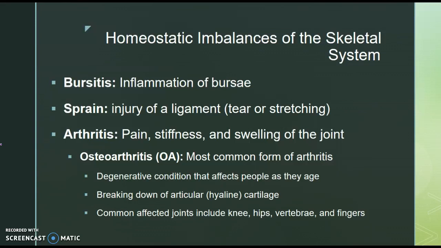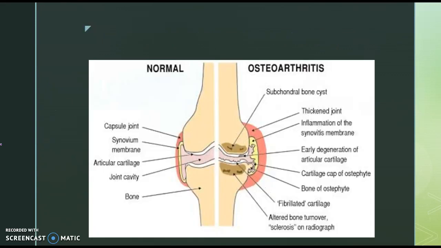Then we have arthritis, and we're going to talk about two different types of arthritis: osteoarthritis and rheumatoid arthritis. Osteoarthritis is the one that we're really familiar with. This is as we age, we have that articular cartilage on the end of our bones breaking down over time. This causes bone-on-bone rubbing and can be very painful and cause inflammation, but it's really just a part of aging. Most of the time we see it in the knee, in the hips, a lot of times in the fingers, in the vertebrae. Those are the most common areas.